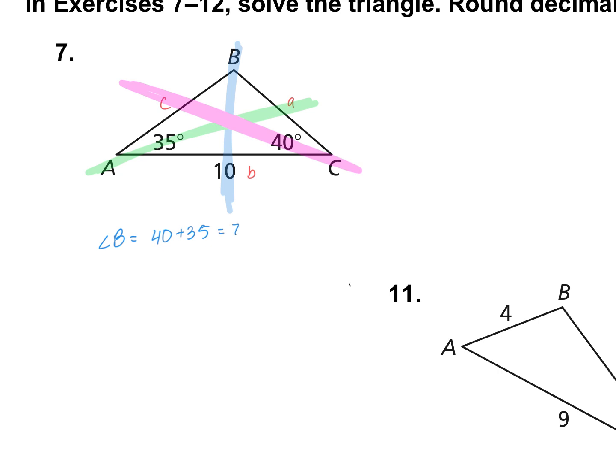I'm going to get 75, and then I'm just subtracting that from 180 because we should know a triangle is 180. So 180 minus 75 is going to give me 105, and that's for my angle. So for this one, I don't really need to use law of cosine because I already found my angle and now I have a matching side.